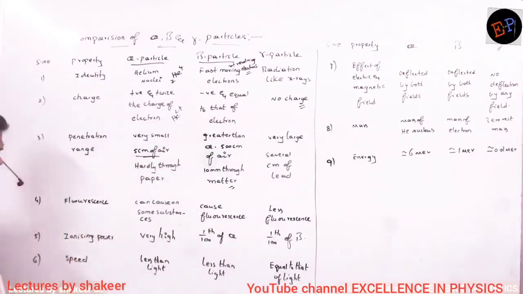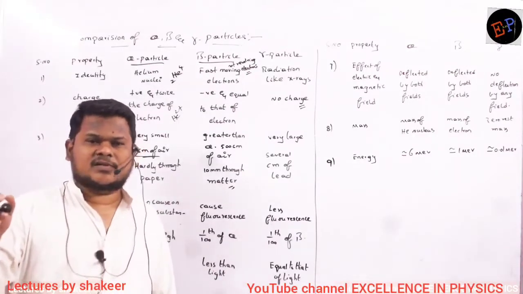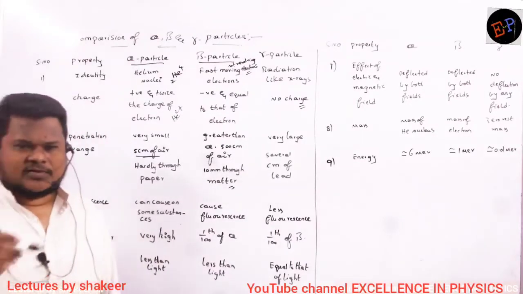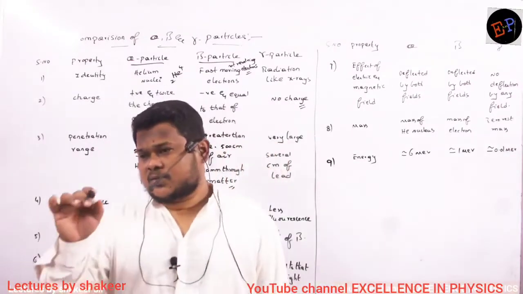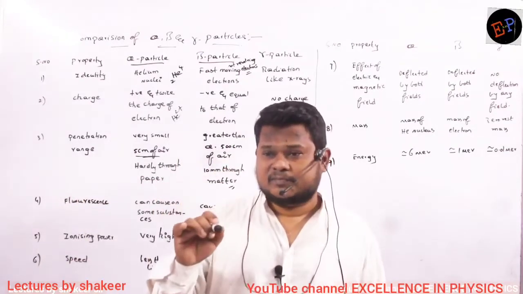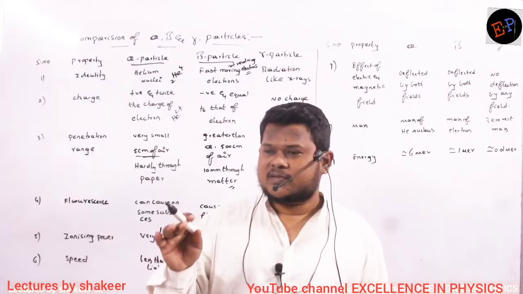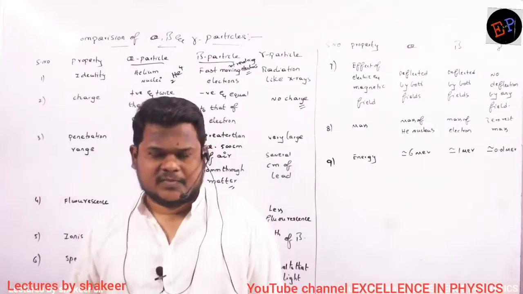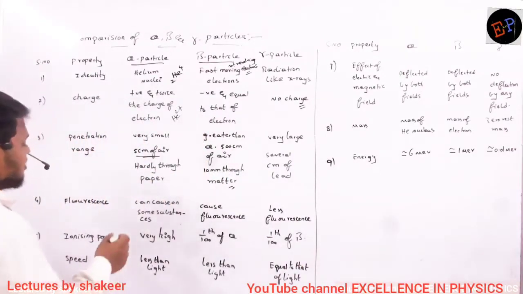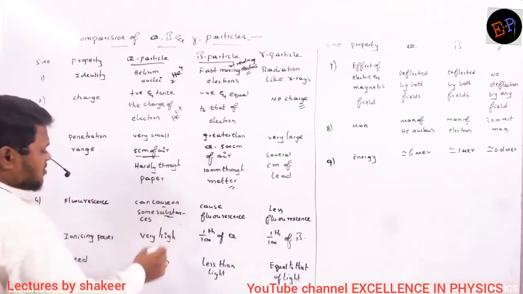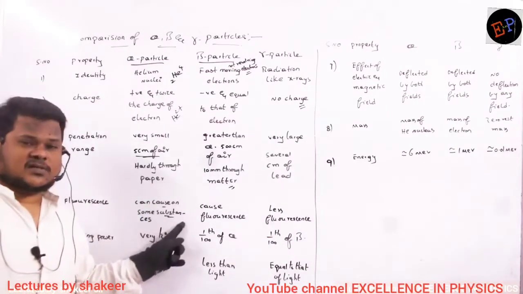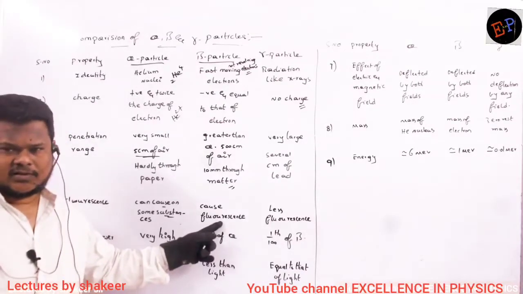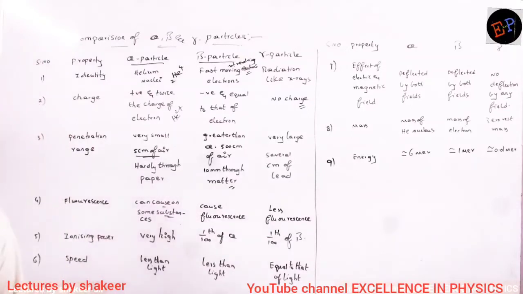Next, fluorescence. What is meant by fluorescence? If any particle strikes a fluorescent surface, it will give a bright colored spot. That bright colored spot is called fluorescence. In the gold foil experiment, Rutherford took a zinc sulfide screen, and when alpha particles strike that screen, a bright spot is created temporarily. That property is called fluorescence. Now let us see the fluorescence of alpha, beta and gamma. Alpha can cause fluorescence only on some substances, like zinc sulfide, where it creates a bright spot. Beta particles definitely can cause fluorescence, and gamma's fluorescence is very, very less.